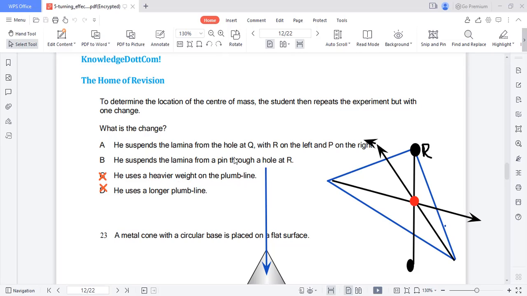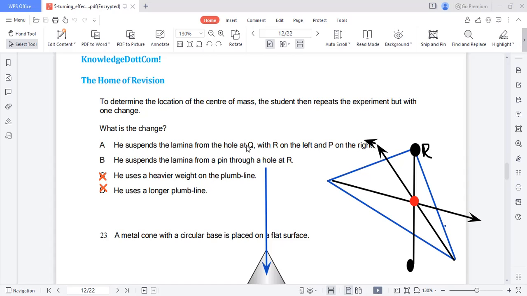He suspends the lamina from a pin through a hole at R. Yes, you can make it with R. You can make it with P, Q, and every one. Okay, it's possible. He suspends the lamina from the hole at Q with R on the left side and P on the right side.